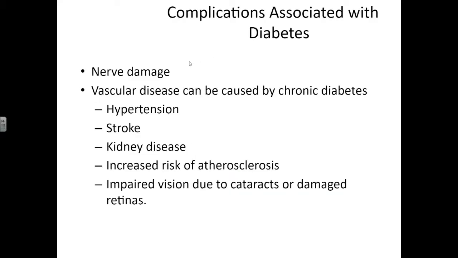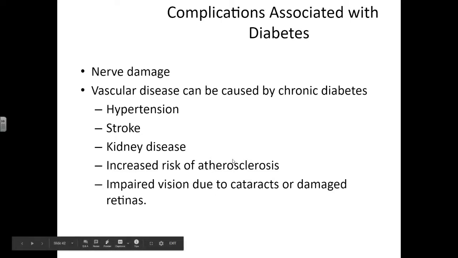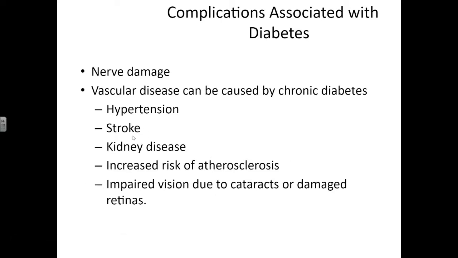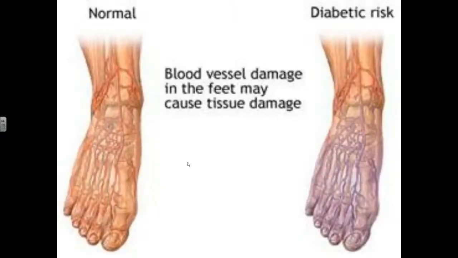So complications include things like, as I've said, nerve damage, vascular diseases, hypertension, so high blood pressure, strokes. So a lot of this is linked to atherosclerosis and the throwing off of clots, so silent heart attacks, strokes, things like that. You can get quite nasty damage to the eyes and lose things like limbs and sight and things.